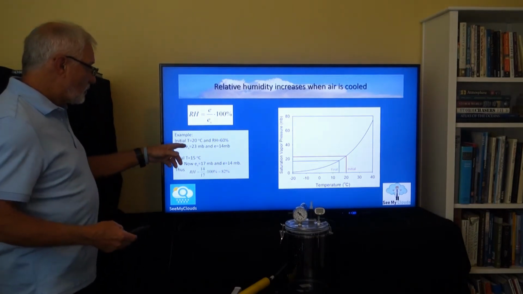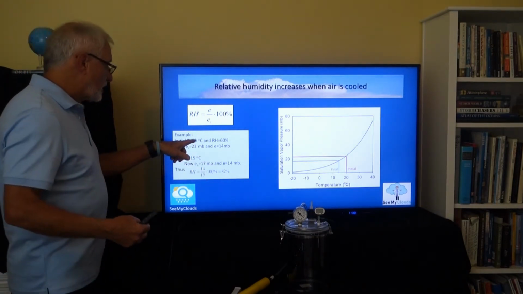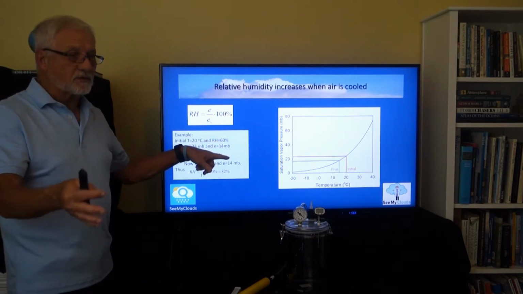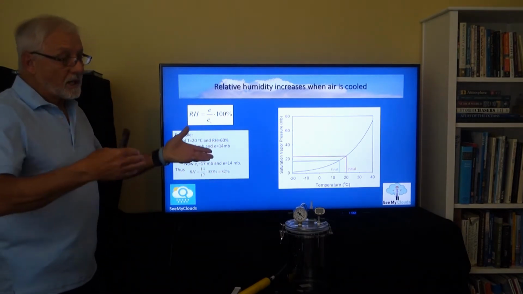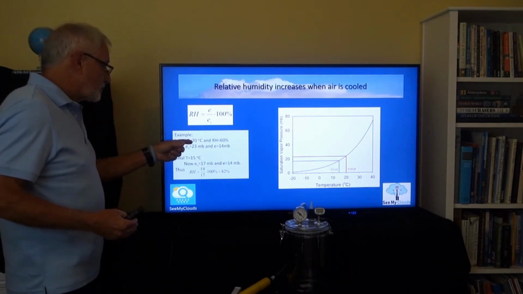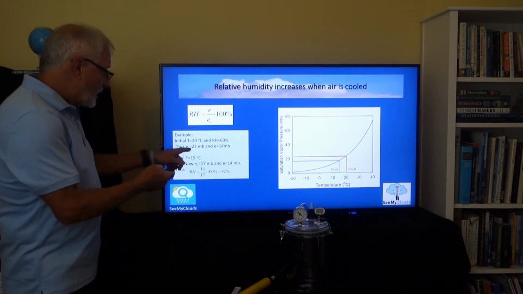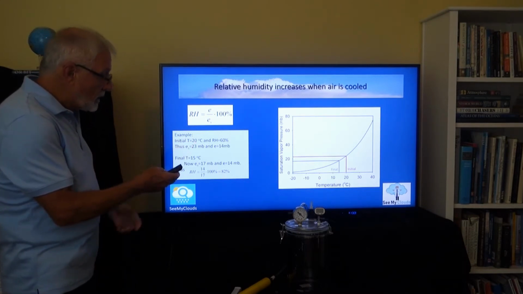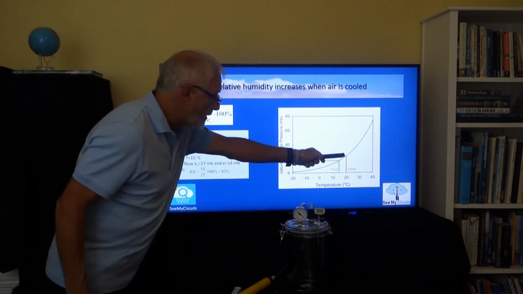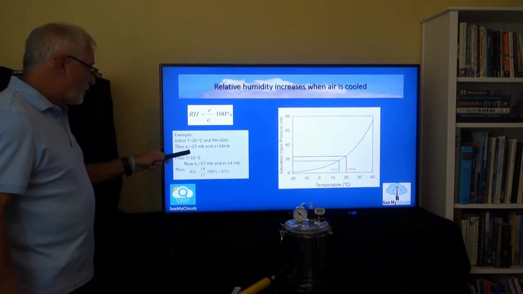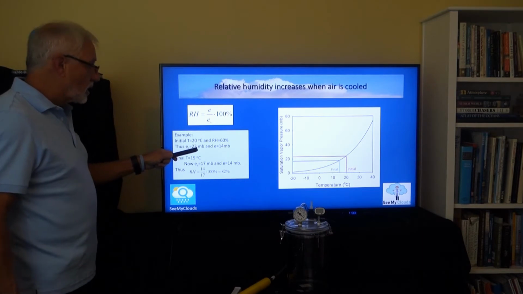I'm going to start out with air that's at 20 degrees C, and then I'm going to cool that air. Initially it has a relative humidity of 60%. So we make a measurement and we say the relative humidity is 60%, the initial temperature is 20. So if I look at 20 degrees C, I can go over to my graph here and find the saturation vapor pressure, and we find that that vapor pressure is 23 millibars.